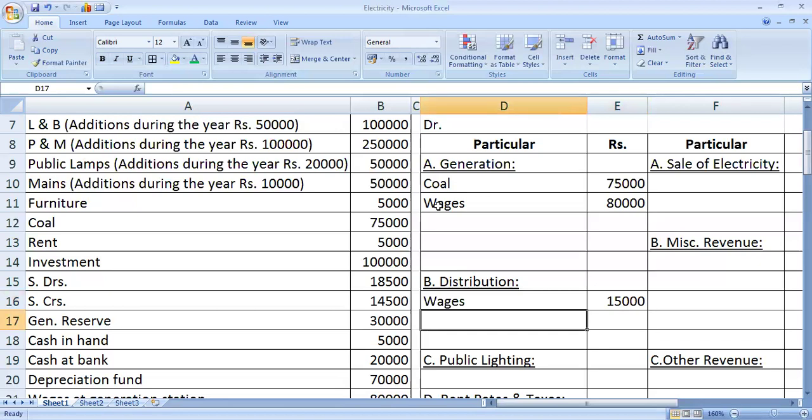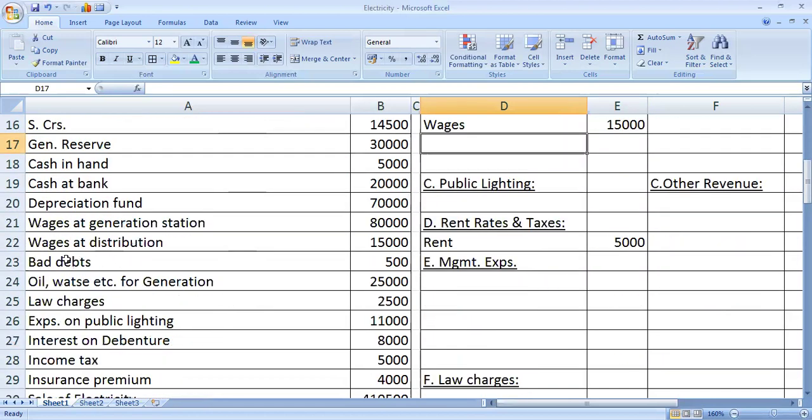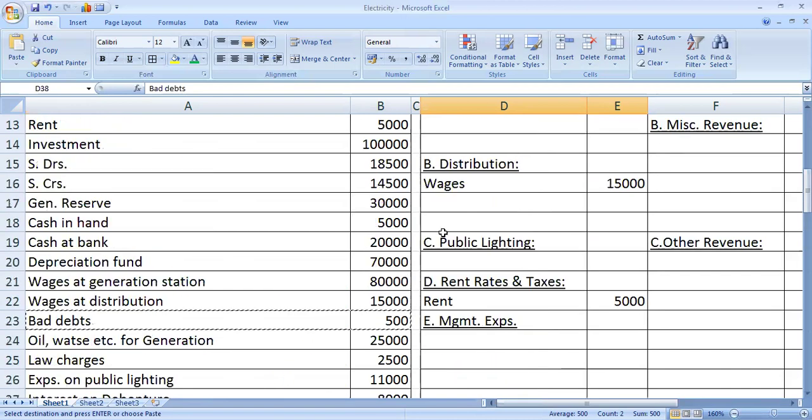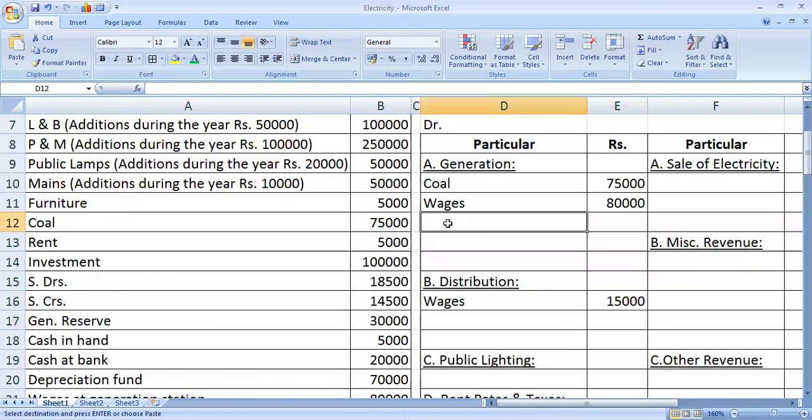Next item, bad debts. Bad debts goes to the special charges, revenue account debit side, rupees 500. Next, oil waste etc. for generation. Under the heading of generation, revenue account debit side, rupees 25,000.